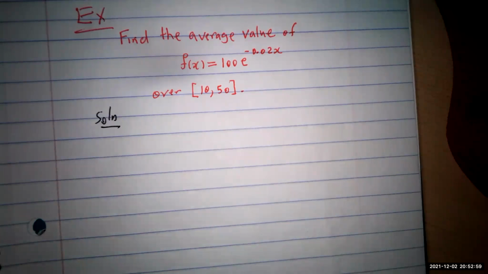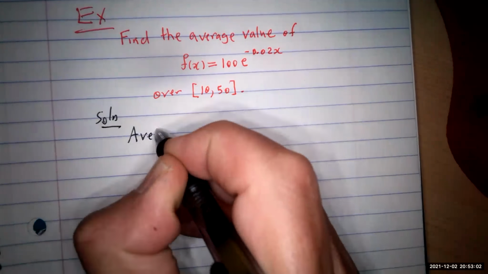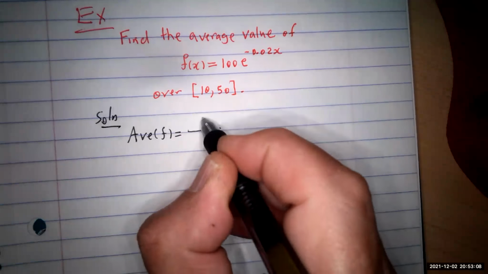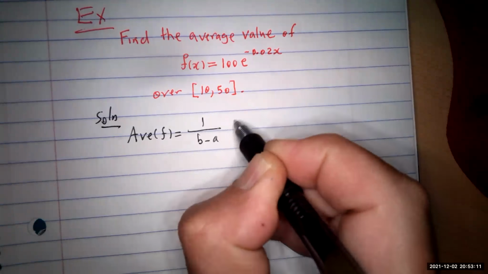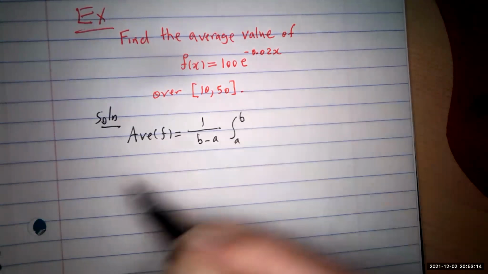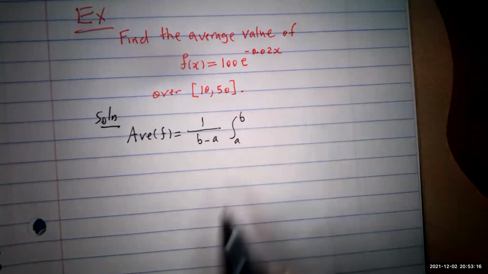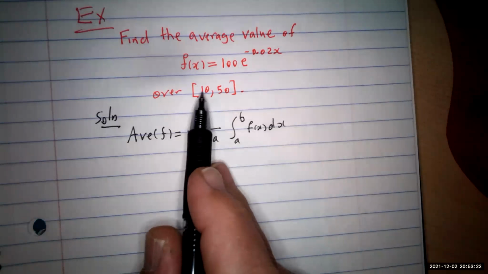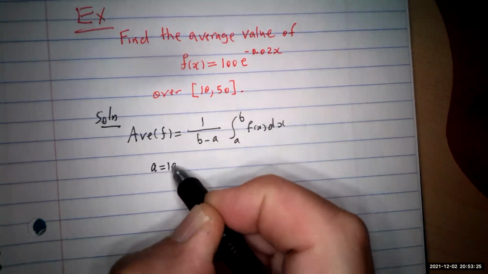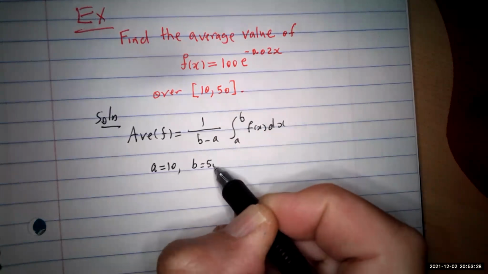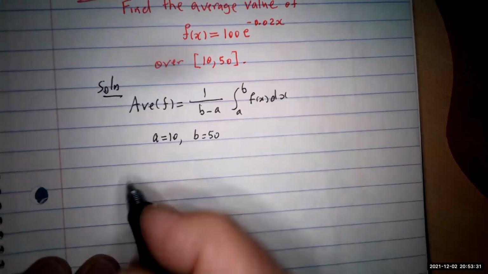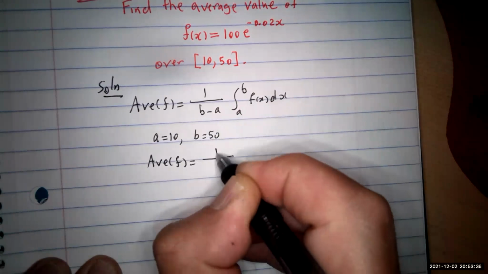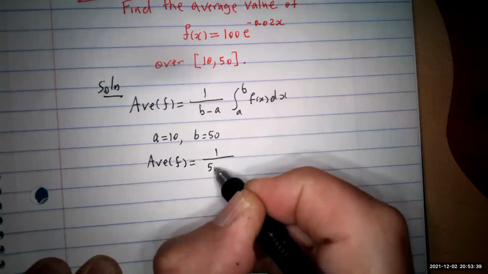So we remind ourselves the formula again. You want to find the average value of this function. It's going to be 1 over b minus a, integral from a to b of f of x dx. So your a is equal to 10, a smaller number, and your b is equal to 50. So we substitute. So the average value is going to be equal to 1 over b minus a, which is 50 minus 10.